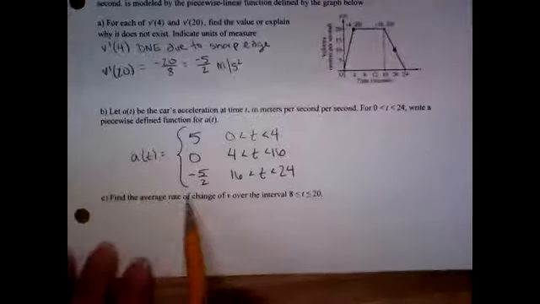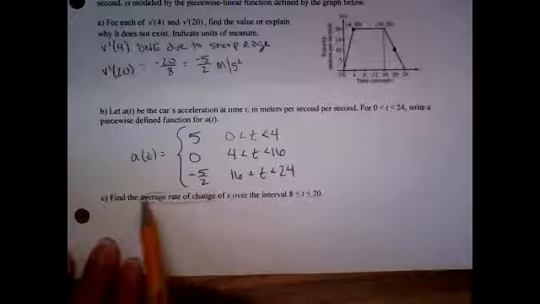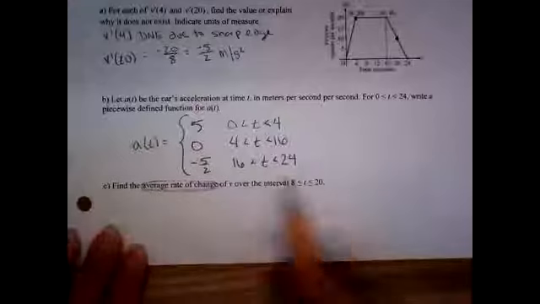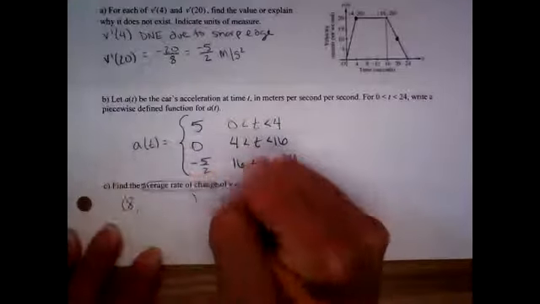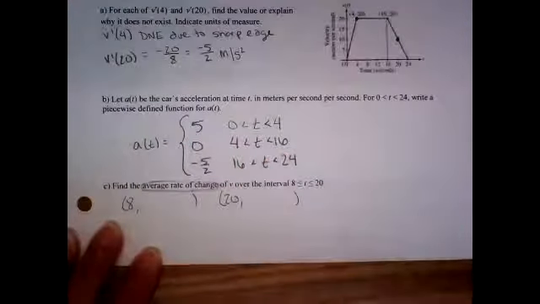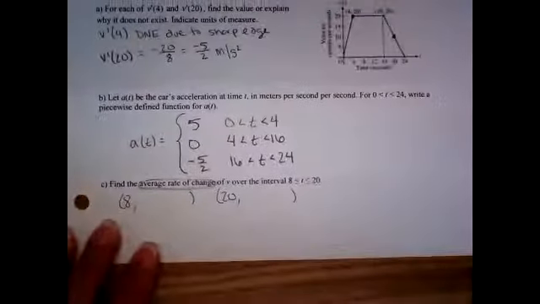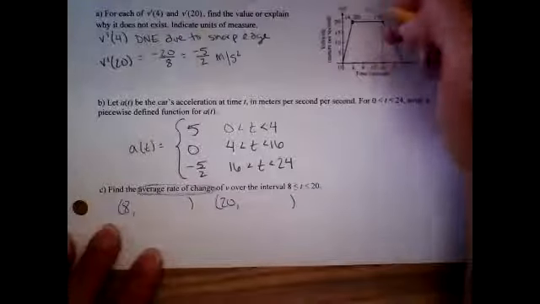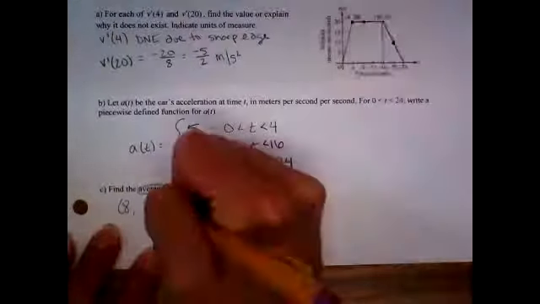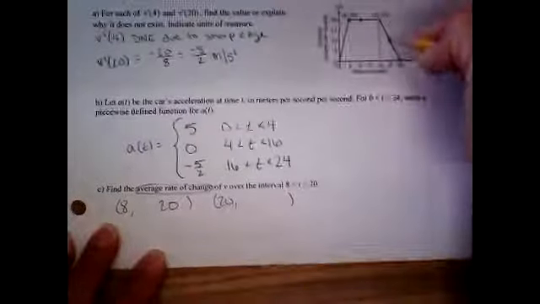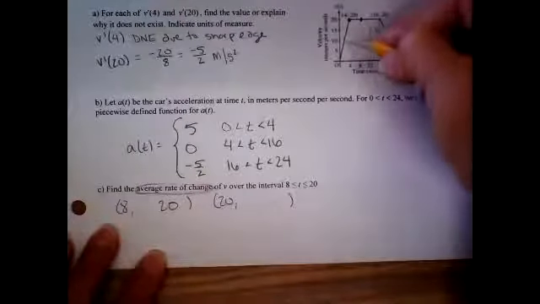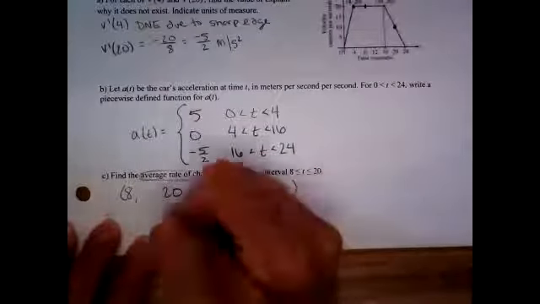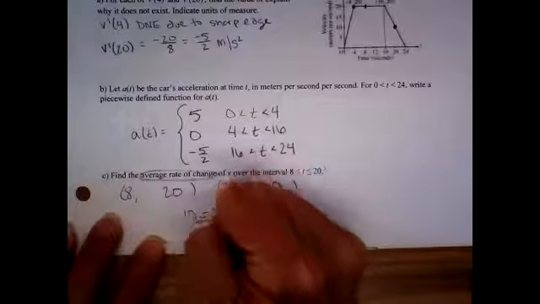And then this last one says find the average rate of change. What does that mean? Slope, regular old algebra 1 slope from 8 to 20. So we need a point for 8 and a point for 20, and we're gonna slope them. So 8, what will be the y coordinate? 8, 20, and then 20, it's right here in the middle, so 10. And then all you have to do is the slope, 10 minus 20 over 20 minus 8.